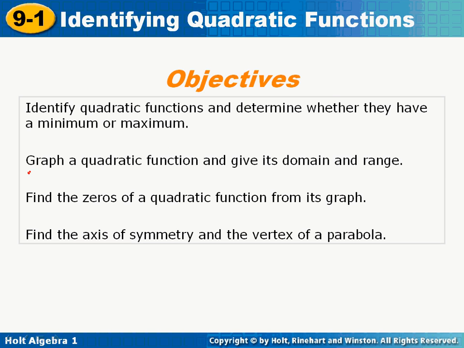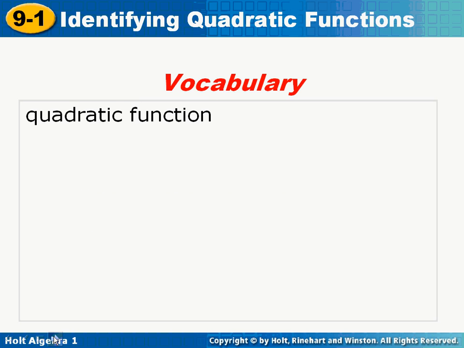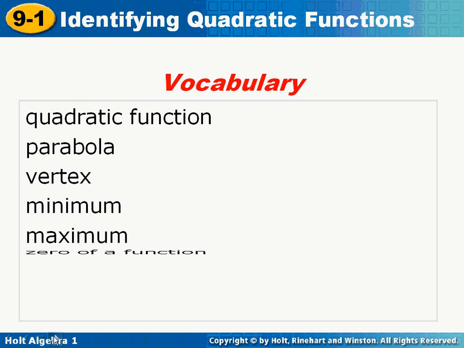We are going to graph. We're actually going to give the domain and range tomorrow in class. We're going to find zeros and the axis of symmetry and the vertex. So we kind of have a lot of things to do. This is not very difficult, but there is a lot of information on this. All right, these are the ideas that we have to learn about today.